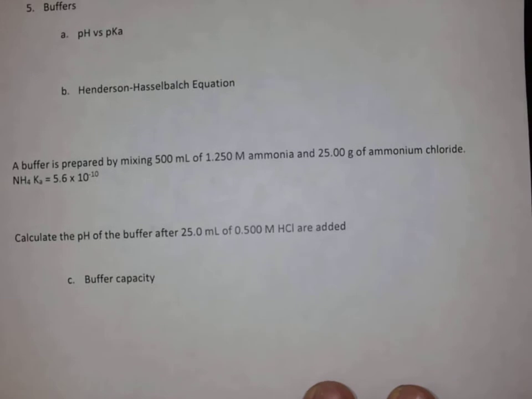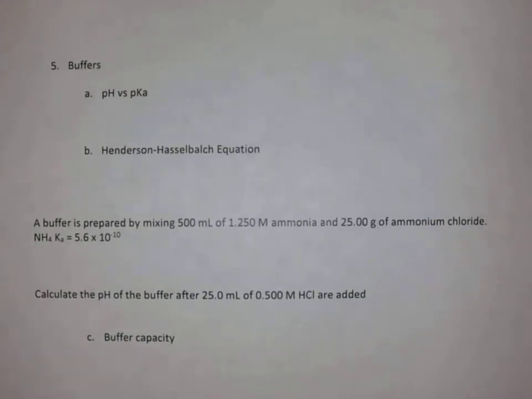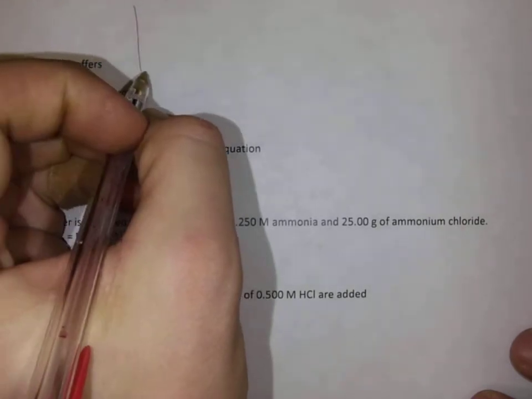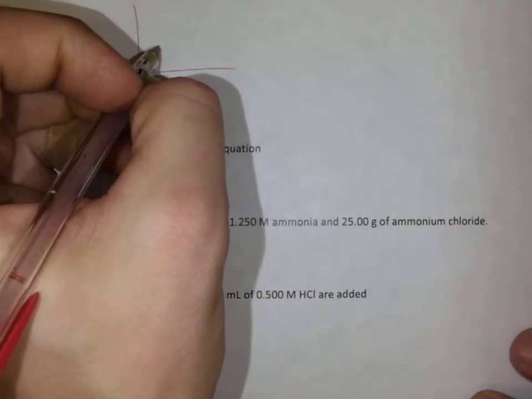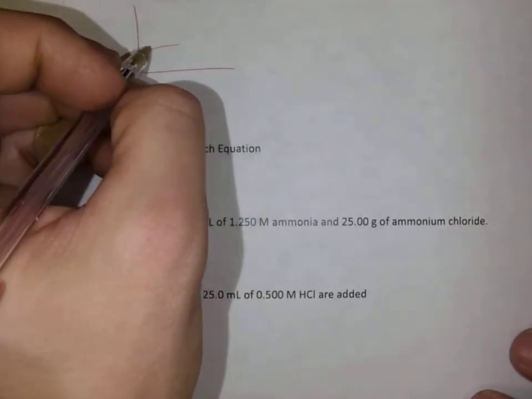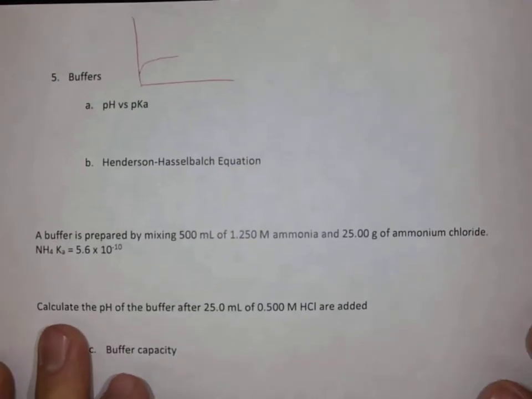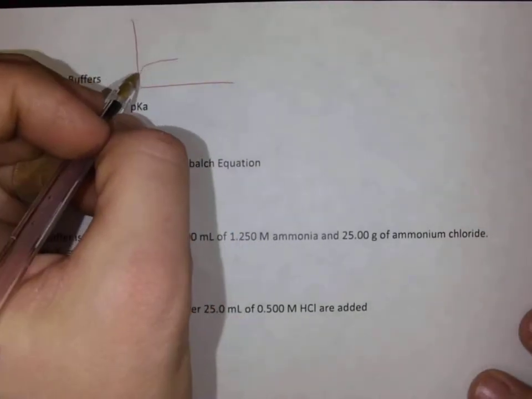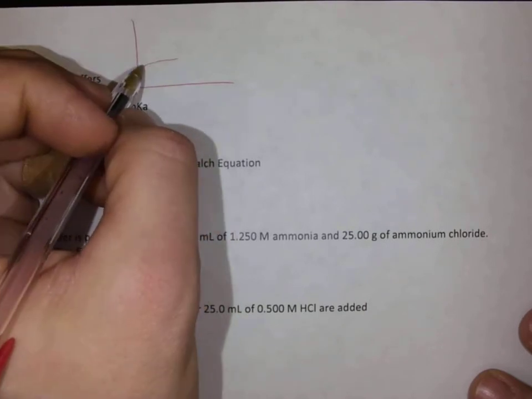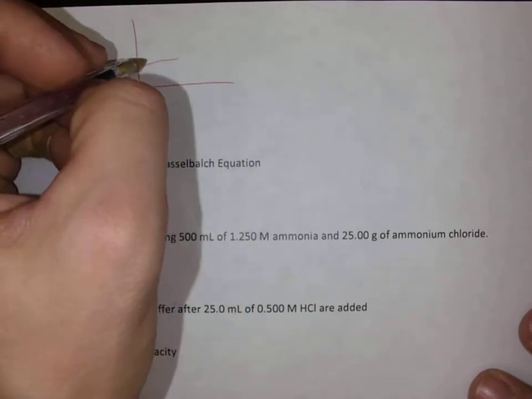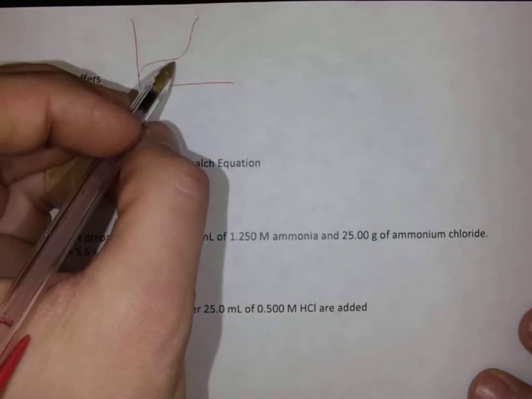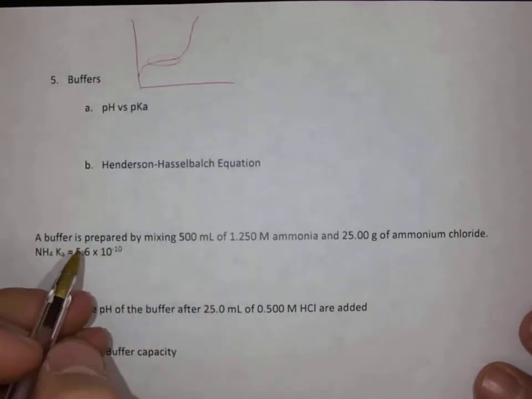All right, so buffers. Let's talk about what a buffer is. We just said that if we have a titration, we've got this point where for a long time we're adding our titrant, a strong base to our weak acid, and we're sitting there for a while, and then finally it starts going up. This is our buffer zone.